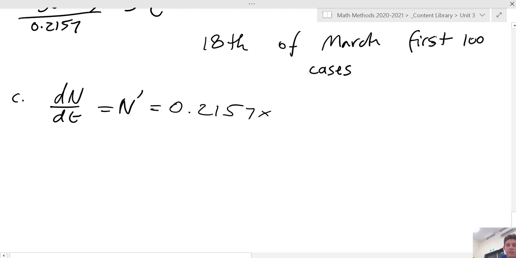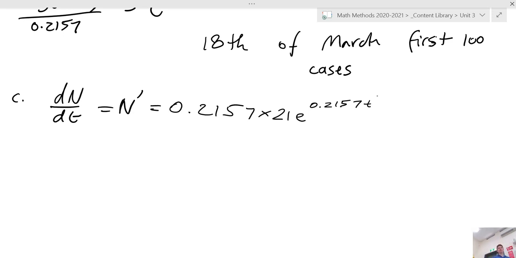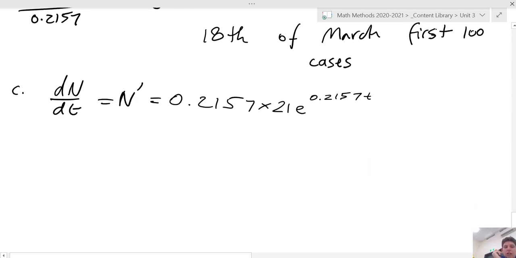0.2157 times, what was it? 21e to the 0.2157t. So remember, the e function stays the same. Nothing happens with the power because of my amazing first principles e thing, but you bring the coefficient out the front. Okay, next, it wants us to find out when it's 100 cases.